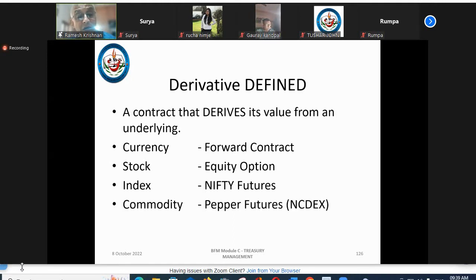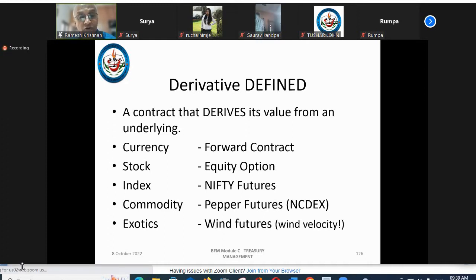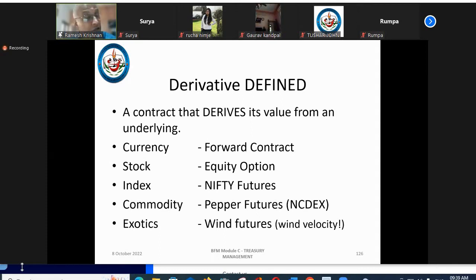Now, there can be commodity futures like pepper futures, oil futures, like that, so many things. So on commodity, futures are there, forwards are there, options are there, swaps are there. Swaps also we will discuss. And then we have even exotics, like what will be the wind velocity of a typhoon or tsunami that is going to hit the coast of Taiwan or US, or what will be the speed of the horse that is going to run in this derby.